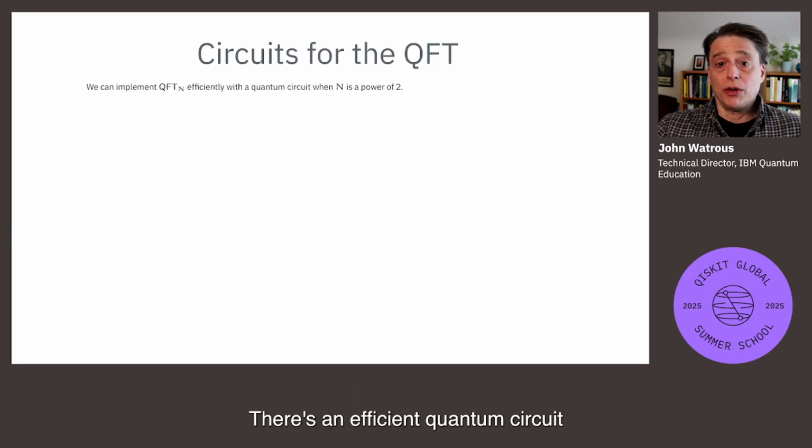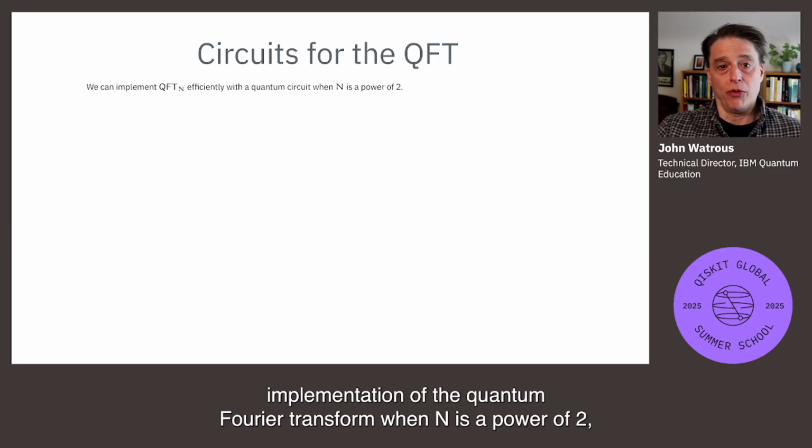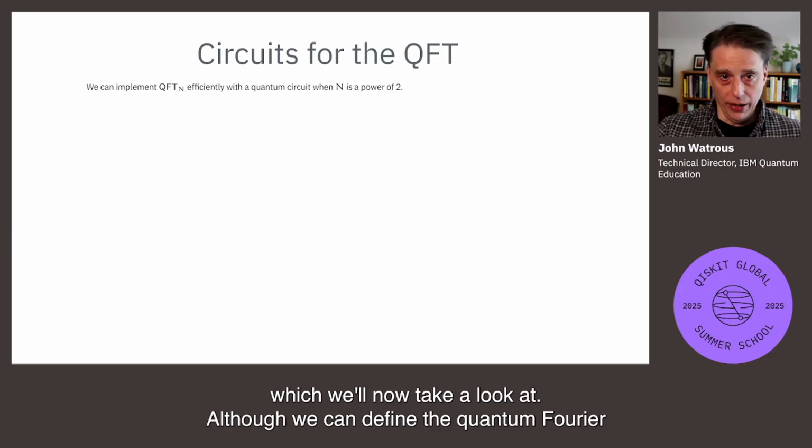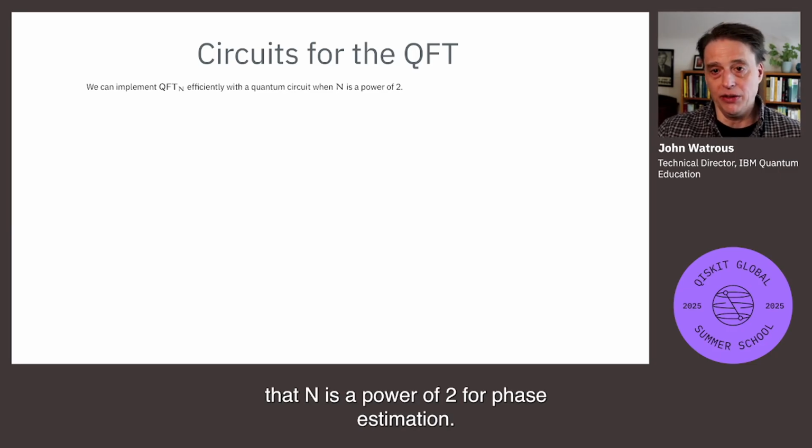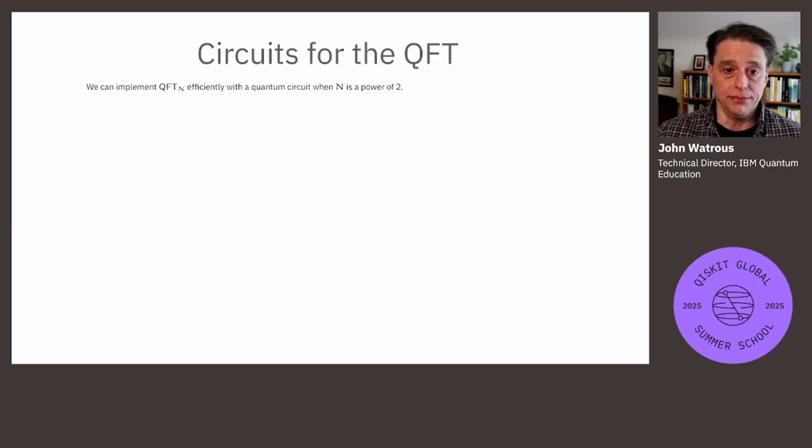There's an efficient quantum circuit implementation of the quantum Fourier transform when n is a power of 2, which we'll now take a look at. Although we can define the quantum Fourier transform for any dimension n, we're only going to need it in the case that n is a power of 2 for phase estimation.